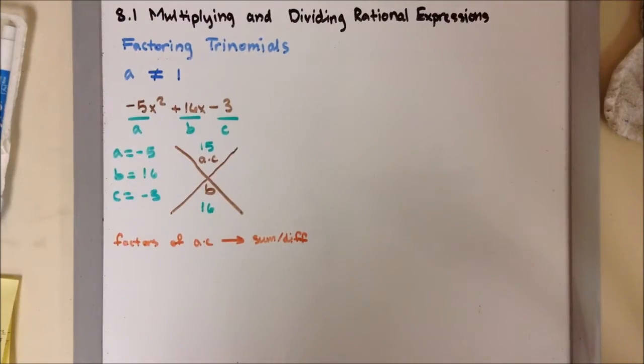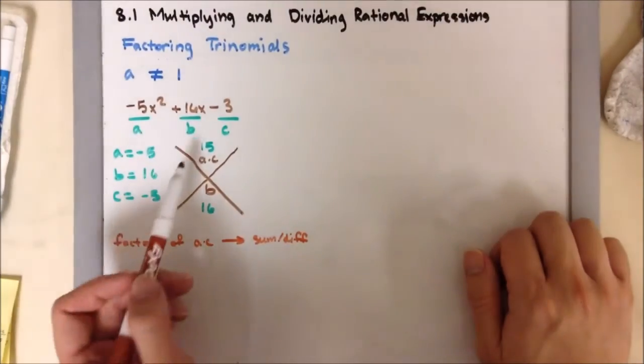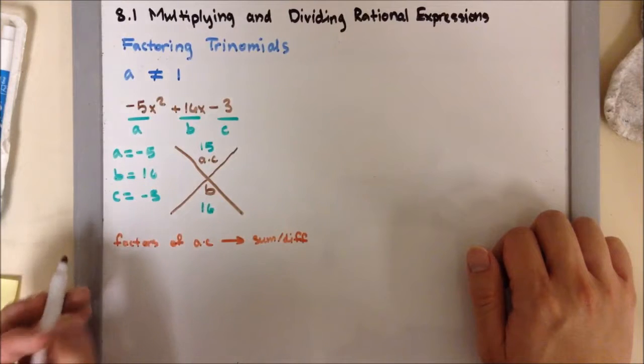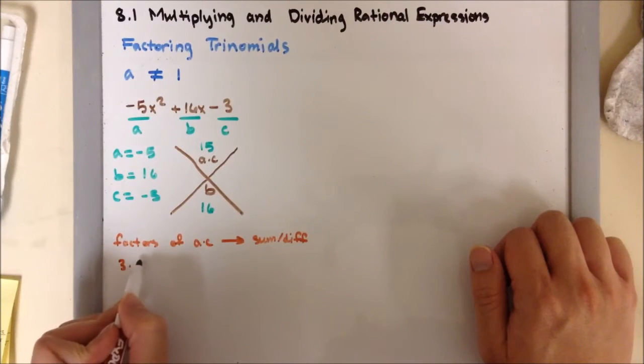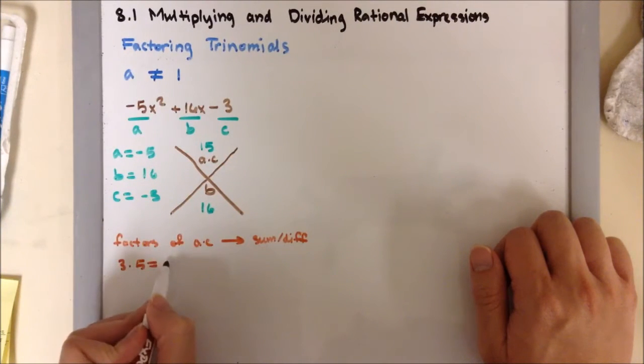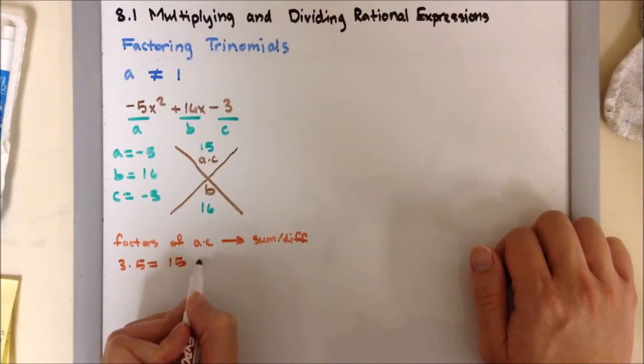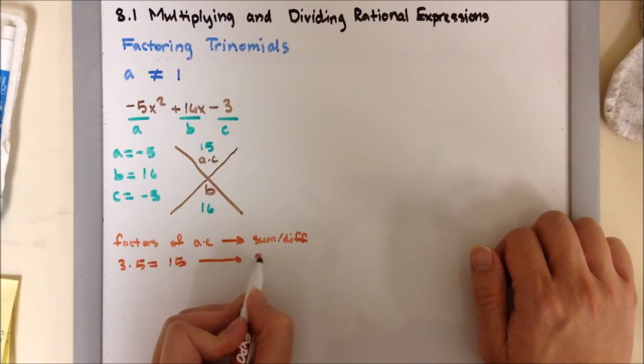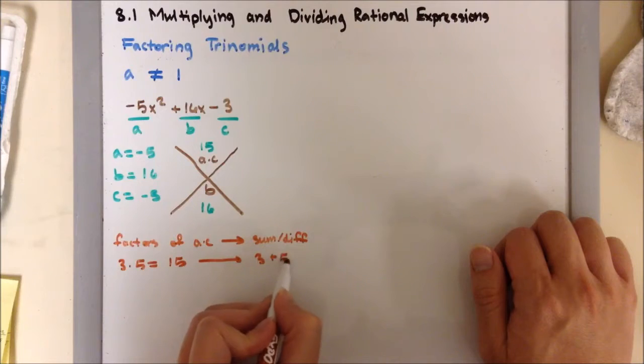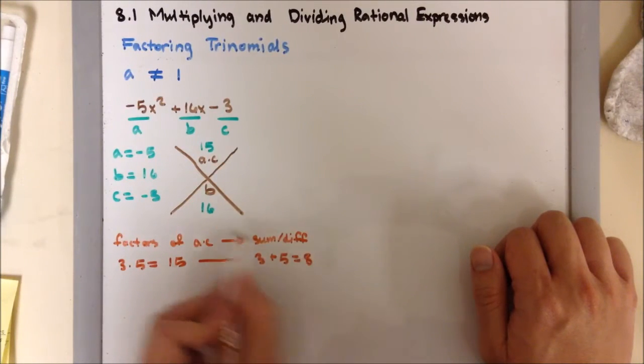So for factors of A times C, some might think that the factors for 15 is 3 times 5, which will multiply into 15, but when we do the sum and difference, 3 plus 5, because it's positive, it's 8. It doesn't match with our B value.